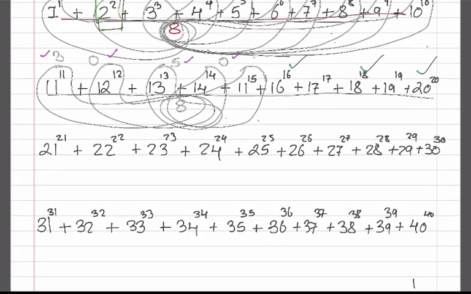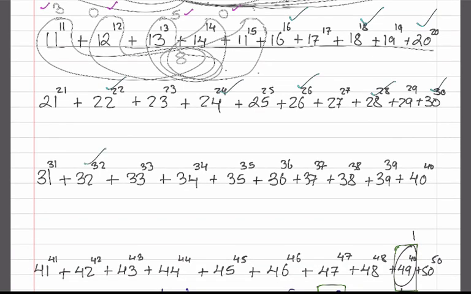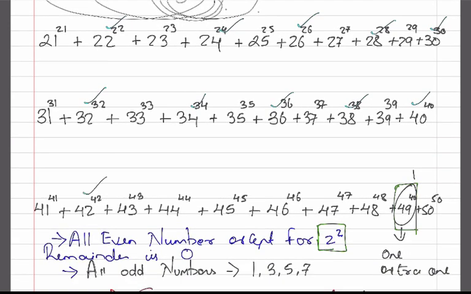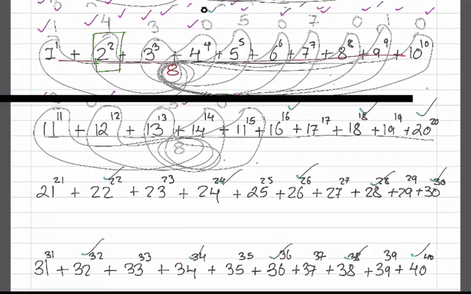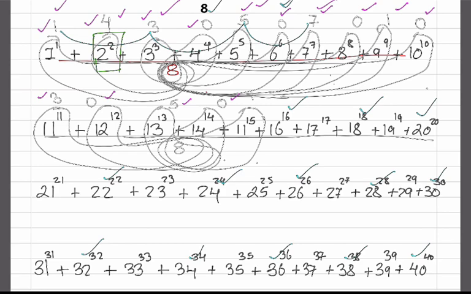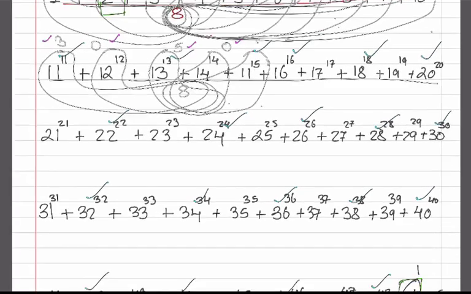20, 22, 24, 26, 28, 30, this is how it will go on, 32, 34, 36, 38, 40, 42, 44, 46 and then 48. All of them will give me a remainder of 0, all the even numbers. And all the odd numbers will give a pattern. The pattern is 1, 3, 5, 7. Again, 1, 3, 5, 7 and so on. This pattern will continue with the odd numbers.